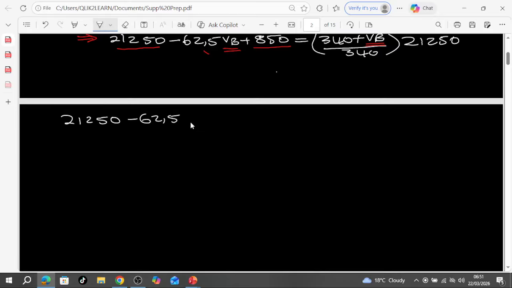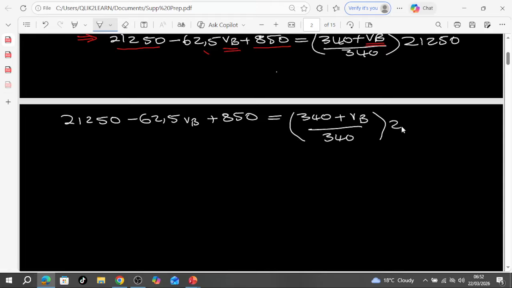Let's see if you can get the same answer that we're going to get by the time we finish solving the problem. So this is equal to 340 plus, yeah, I can take it from here, 21250.